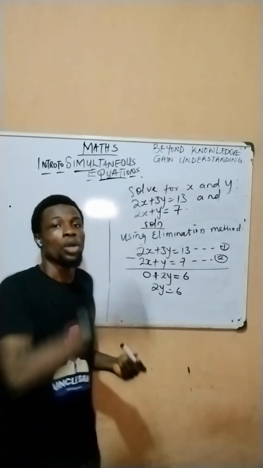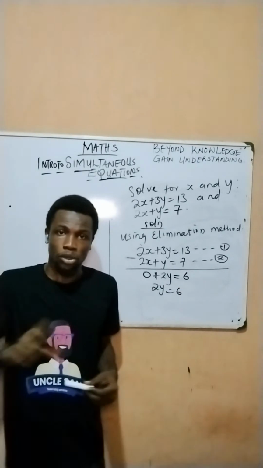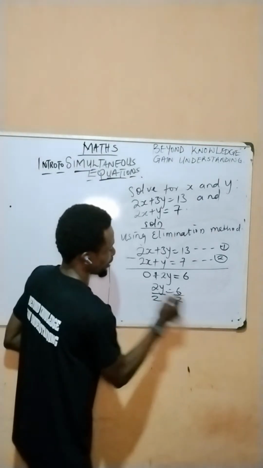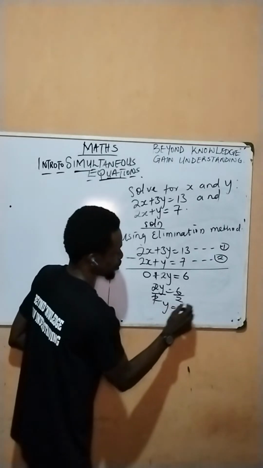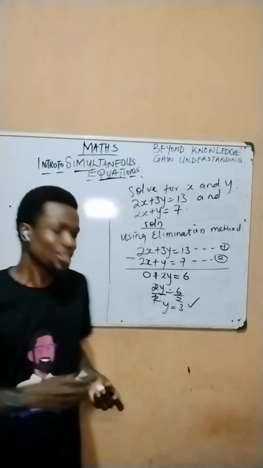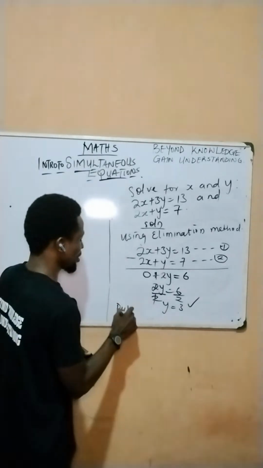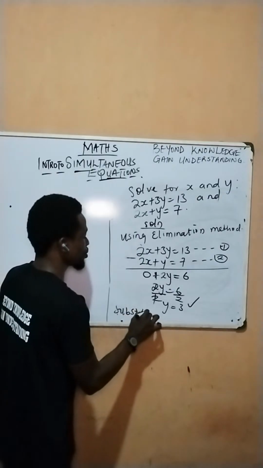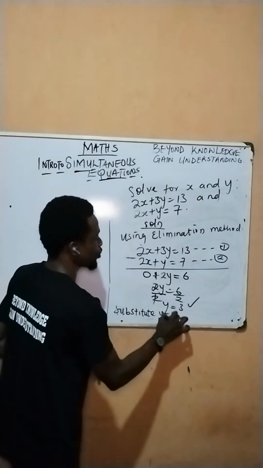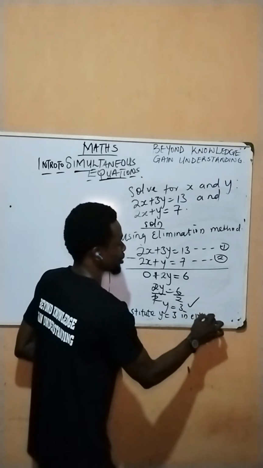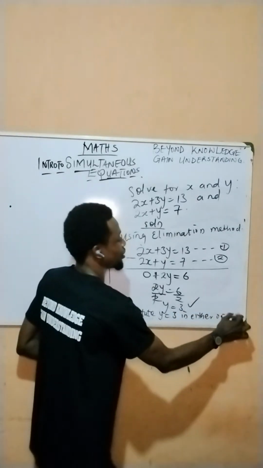And what do we do? We divide both sides by the coefficient of y, because we are looking for y and not 2y. So we divide here by 2, divide here by 2. y will now be equal to 3. We've gotten our y to be equal to 3. Now what do we do? We put or substitute y equals 3 in either of the given equations.